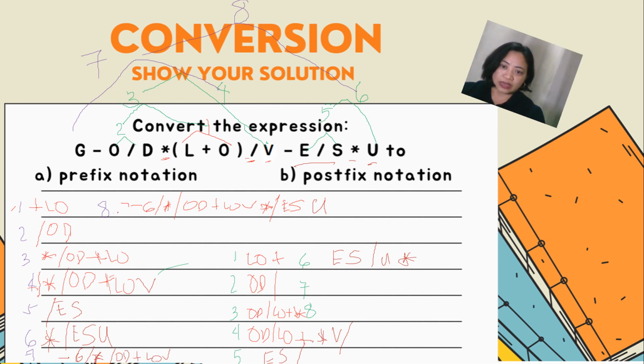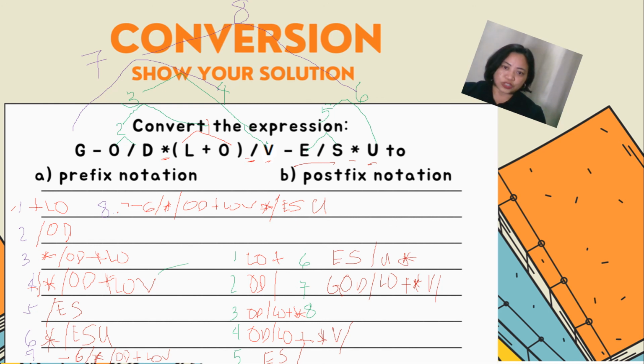So, G nasa kaliwa. So, G pa rin na nasa kaliwa. Unahin natin. And then we have number 4. Copy lang natin number 4. Divide, times, divide. Oh, sorry. Tinitingnan ko yung nasa prefix. Okay, so number 4, ito yun. Okay? So we have G, copy lang natin number 4, OD divide LO plus times V divide. Okay? And then lastly, number 8, that is 7 minus 6.